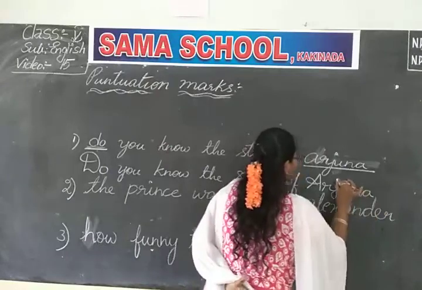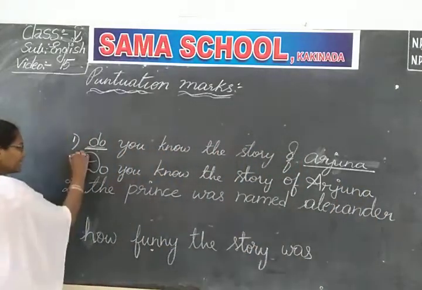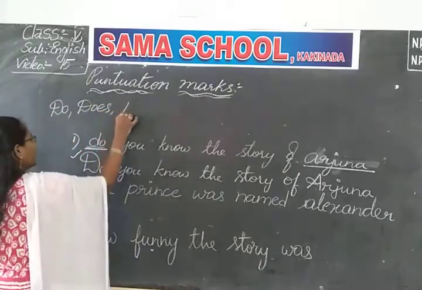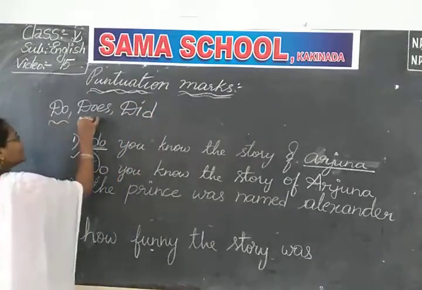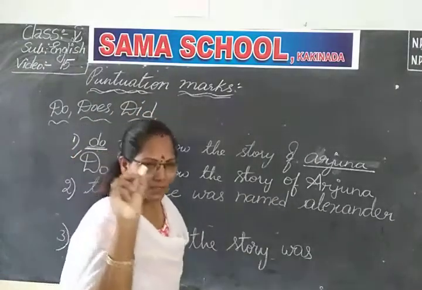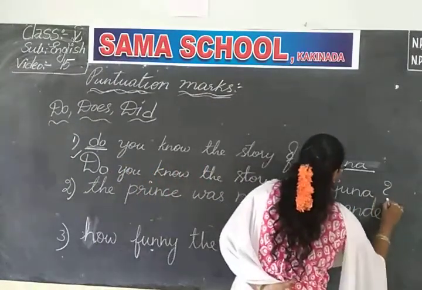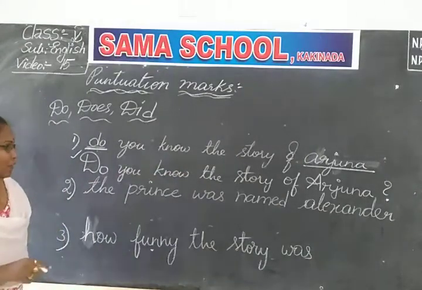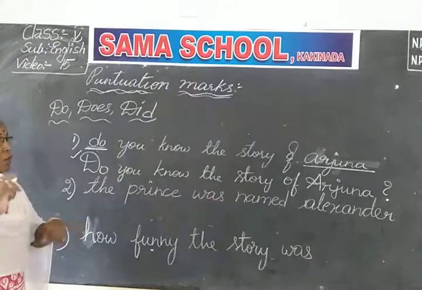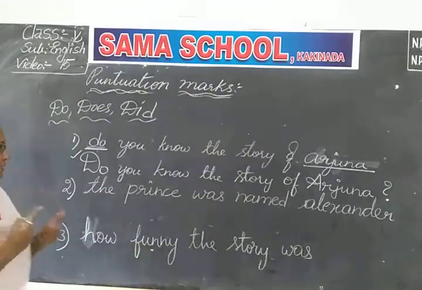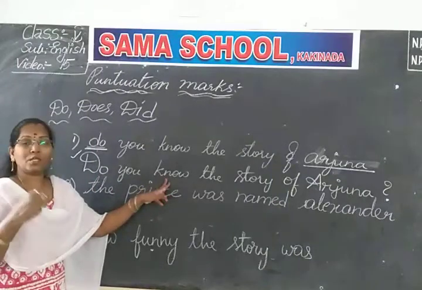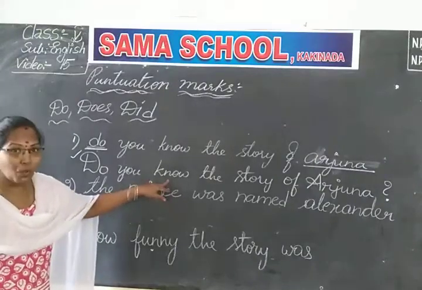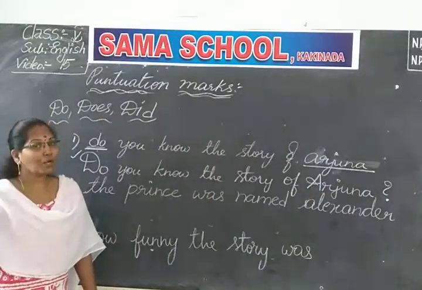So here, in the previous class I told you when any sentence starts with do, does or did, the sentence ends with a question mark. Do you know the story of Arjuna? That's not the way. Do you know the story of Arjuna? The presentation, the style of reading the sentence will absolutely change. Do you know? The way we are asking is, do you know the story of Arjuna?